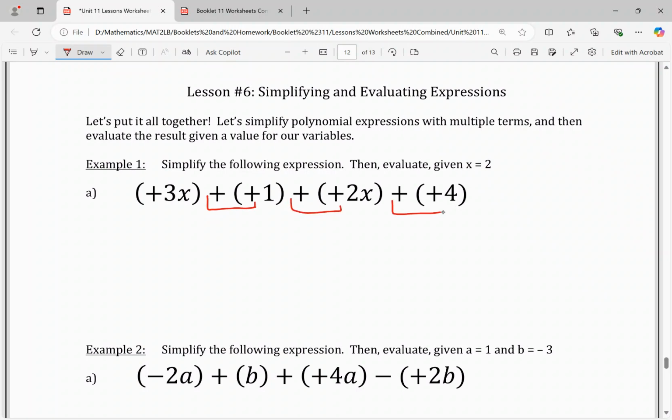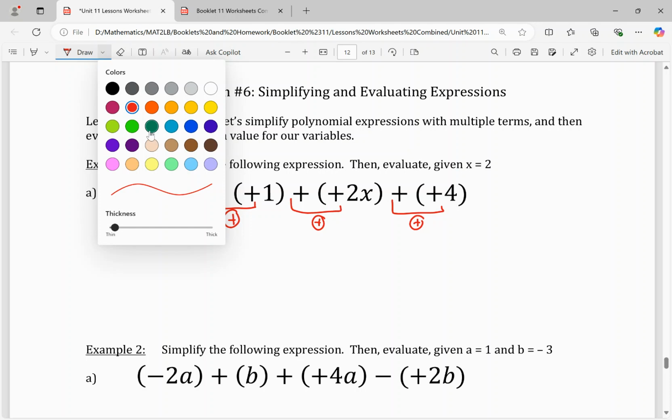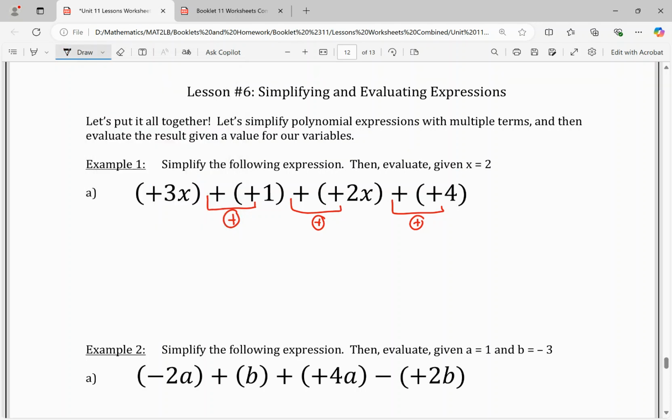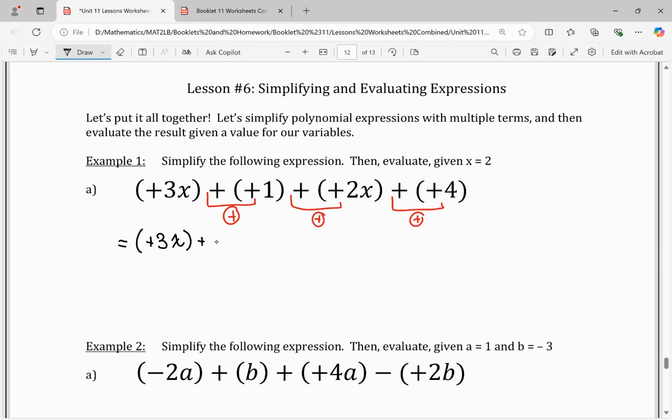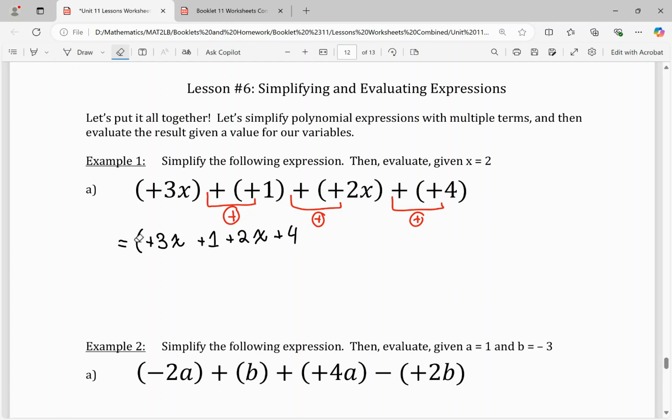So let's clean up shop. Let's combine these operations that are immediately next to each other. Now, all of them are pluses, and two pluses come out to be positive. So let's just rewrite this as such. So this is going to be positive 3x plus 1 plus 2x plus 4, right? We don't really need these brackets around here either, so let's drop them.